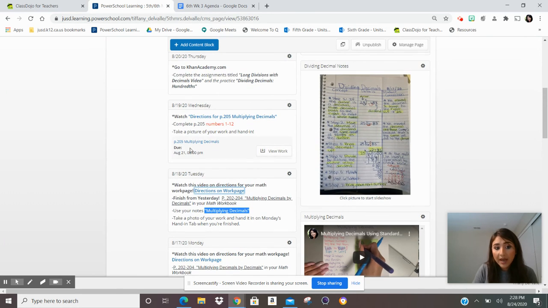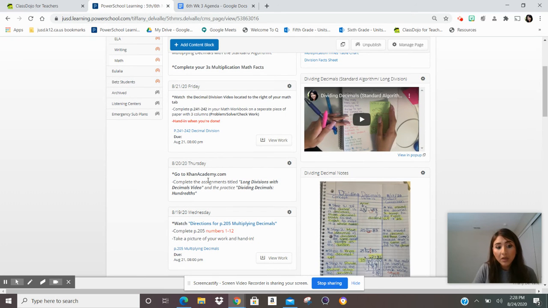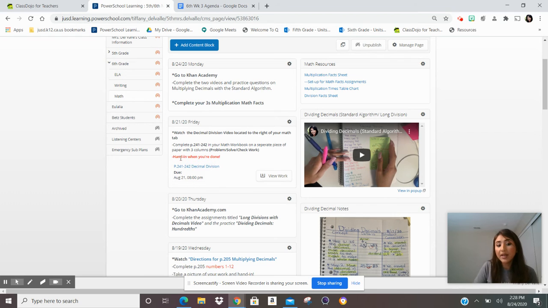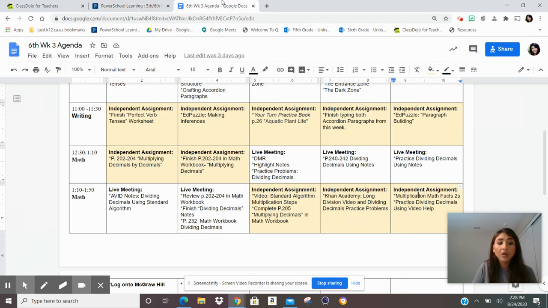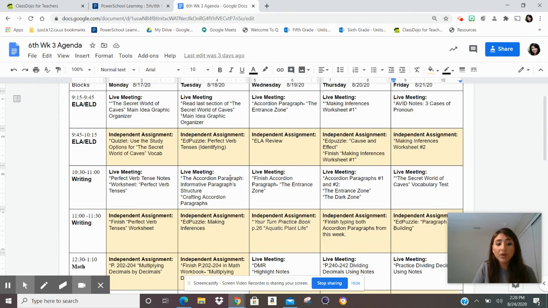Then Wednesday, they had another hand in, page 205. They watch a video on how to do the skill, and then they do the page numbers 1 through 12, hand it in to me. Khan Academy Thursday, that's just videos and questions. It's a different platform. All I have to do is log on. I can see who's doing what. Friday, they had another hand in, but I ended up not forcing them to hand it in. So this is one of the ones I didn't count for that week, because we ended up doing it together. And then that's it. So if you have any questions, let me know.